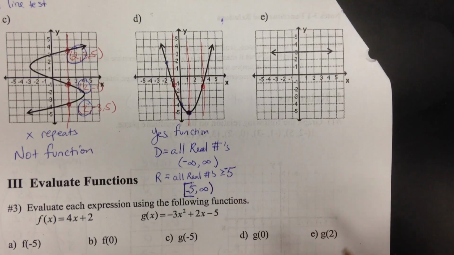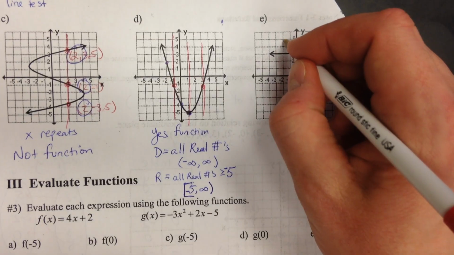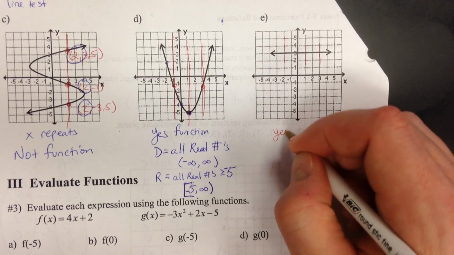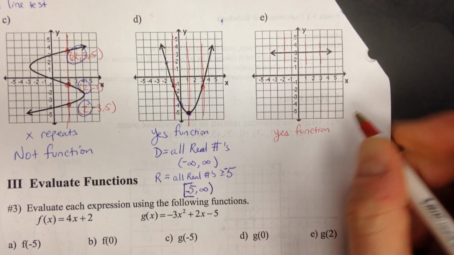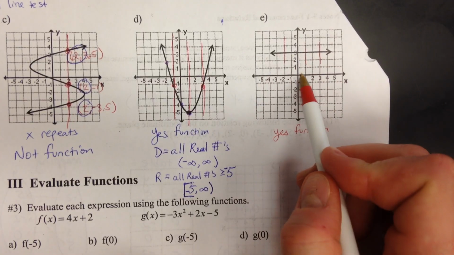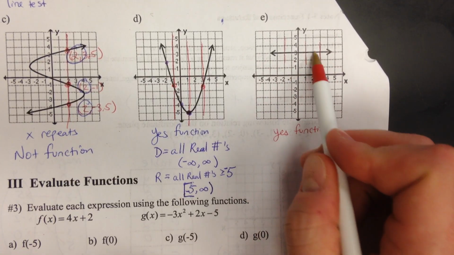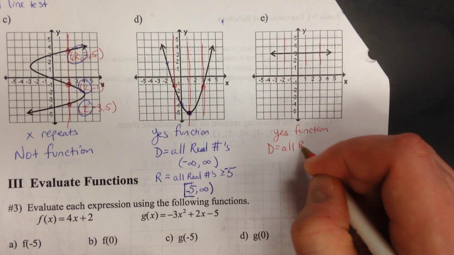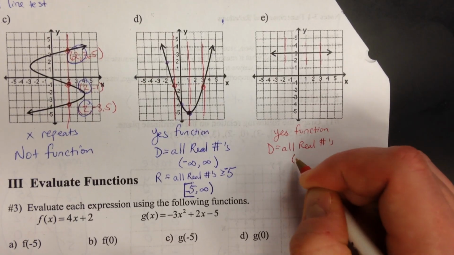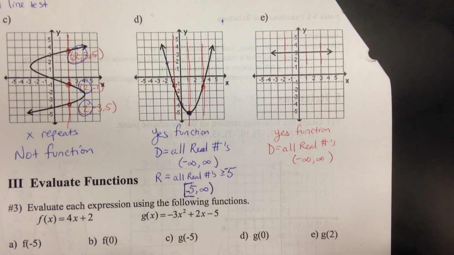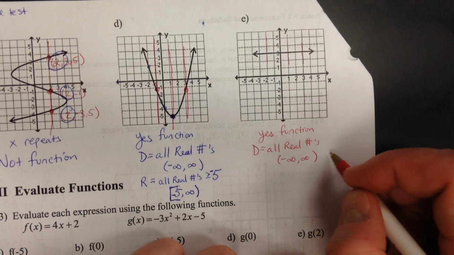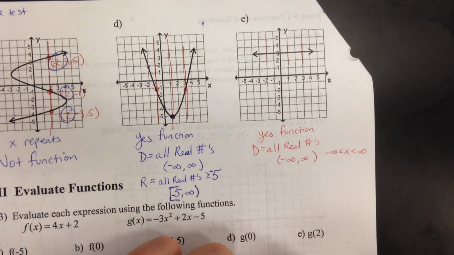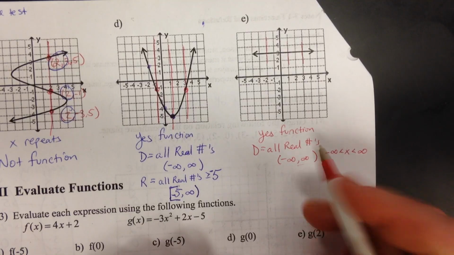All right, and part E, we'll do the vertical line test. One place, one place. Every vertical line only goes through one place. Yes, that's a function. Now in this case, the domain, well, left to right, every x value will have a point on the graph. So we're going to say domain is all real numbers, again, from negative infinity to positive infinity. We could also write this as an inequality. Negative infinity is less than x is less than positive infinity. I like interval notation more.